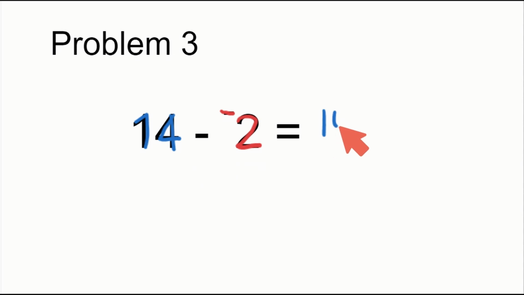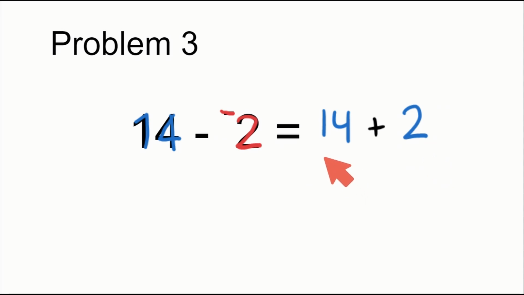I can write this as 14 plus. Now whatever is after the minus sign, I'm going to add in the opposite. We're trying to take away 2 reds. So that's equivalent to adding in 2 positives. Right? The opposite of red is going to be 2 blues or 2 positives. And now that we have this, let's go ahead and solve.